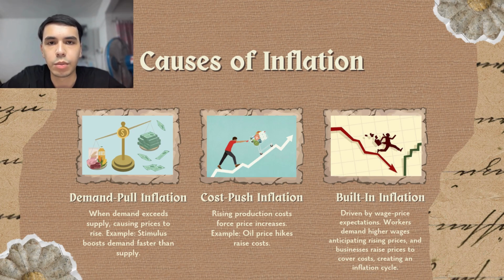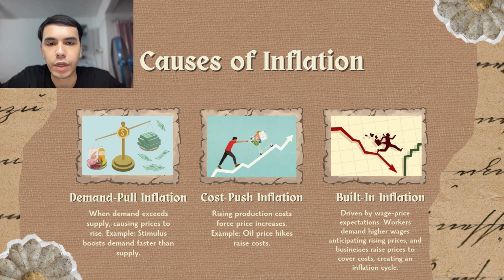The third type is built-in inflation, also known as wage-price inflation. This type of inflation is driven by expectations. When workers expect prices to rise, they demand higher wages to maintain their purchasing power. In turn, businesses pass these increased labor costs onto consumers through higher prices, creating a cycle of inflation. This cycle often sustains itself unless external interventions occur, such as monetary policy adjustments.